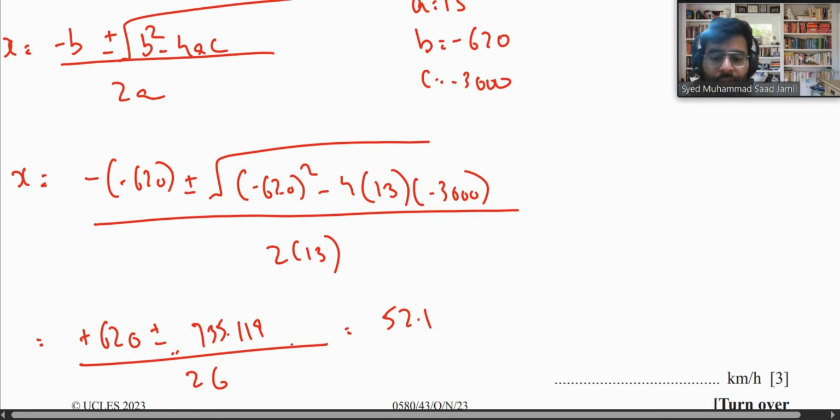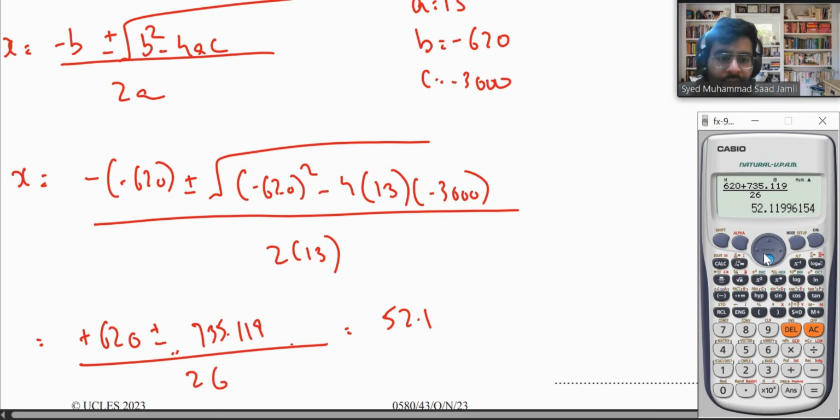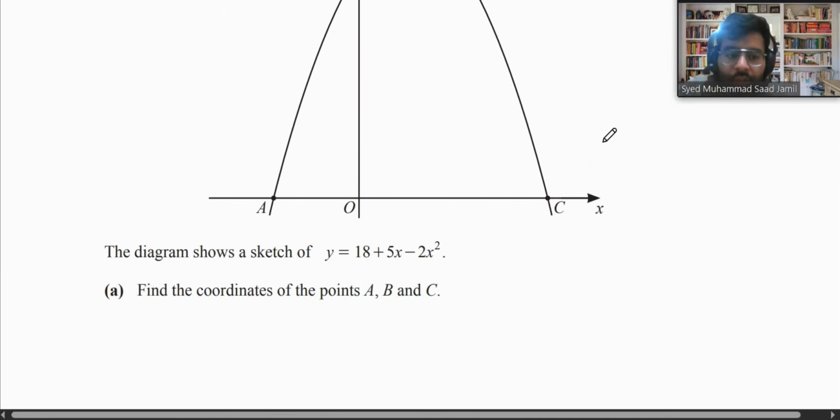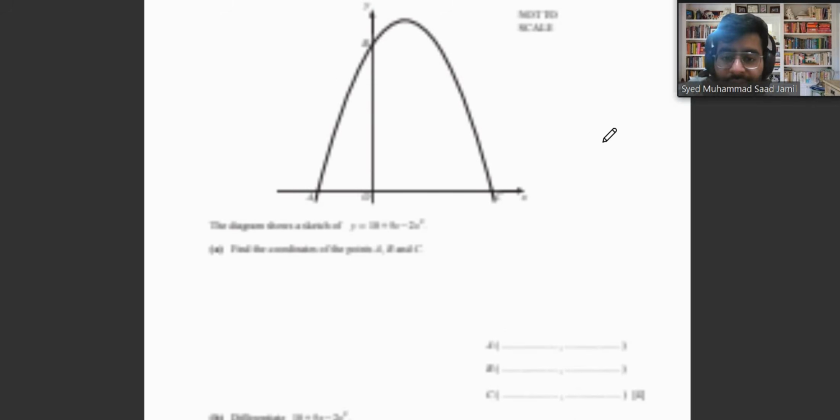And when you put in the minus sign, the negative sign, over here I go back and put negative, it becomes negative 4.42. Of course it cannot be negative, speed cannot be negative, so we have 52.1 as our answer. Alhamdulillah, final question, I will do it like lightning.